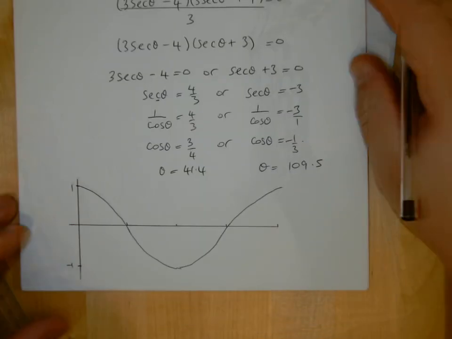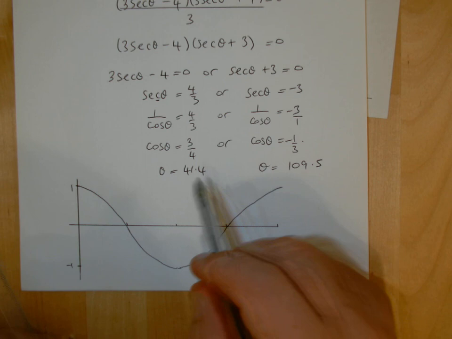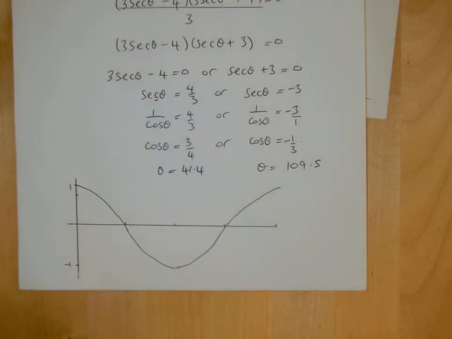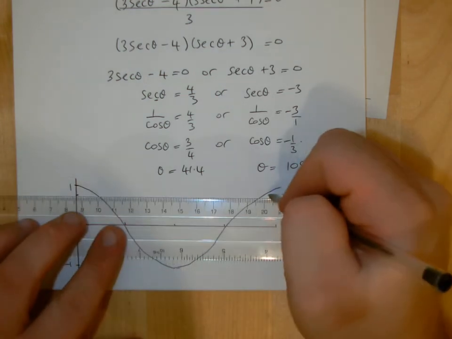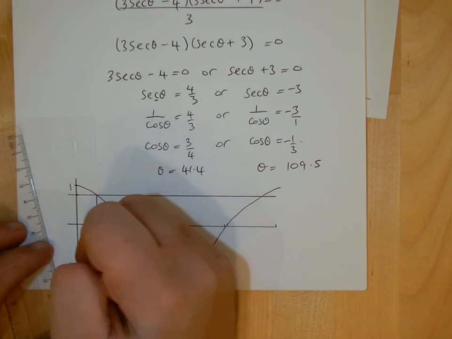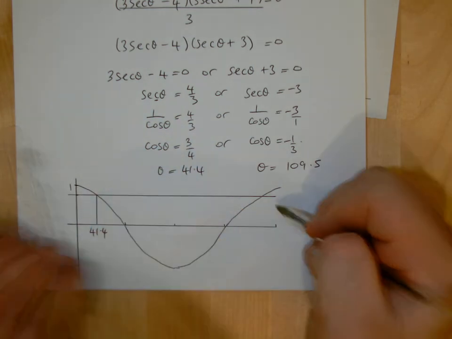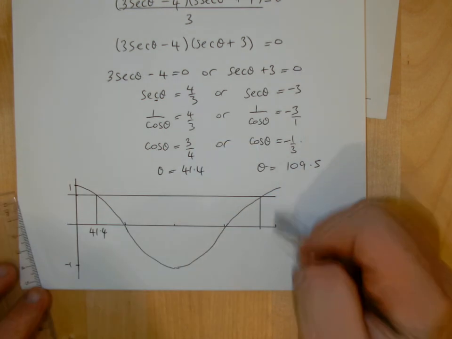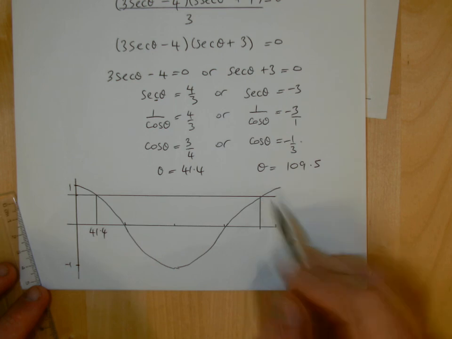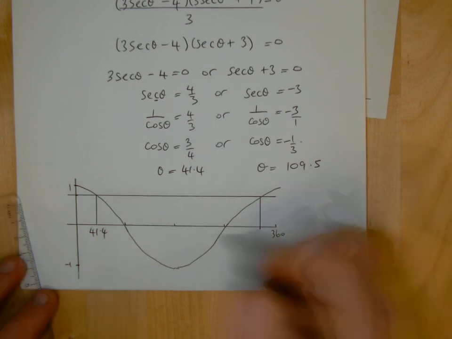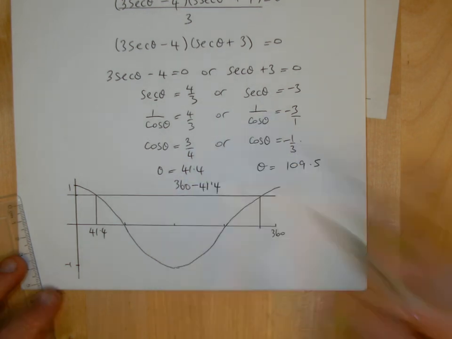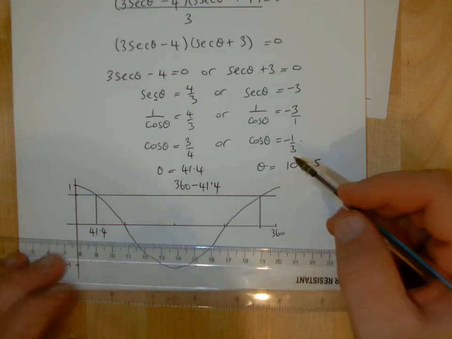Okay, so a quick sketch there. It's not perfect, but it'll do. So we've got 3/4 is about there, roughly. So we've got our first result, which is 41.4, and to get our second result, you just need to appreciate the symmetry. Going across here 41.4 is the same as going back here from 360, so it'll be 360 minus 41.4. And the same therefore for minus a third.